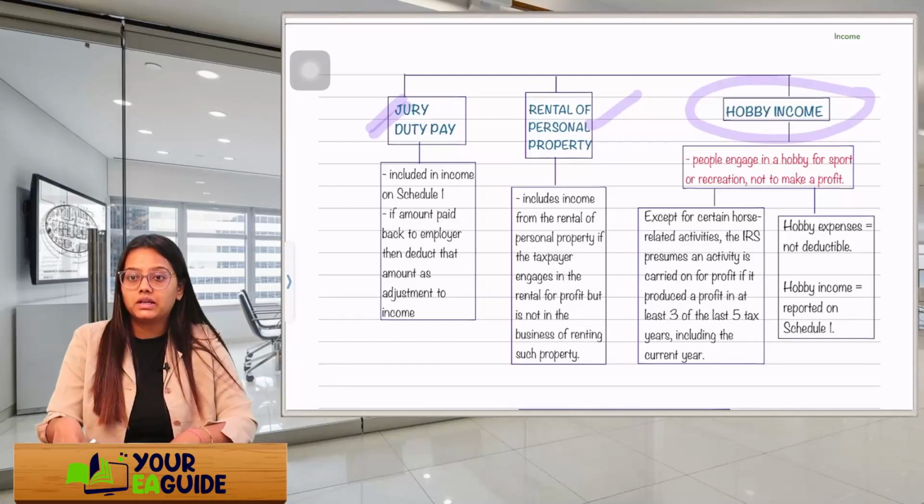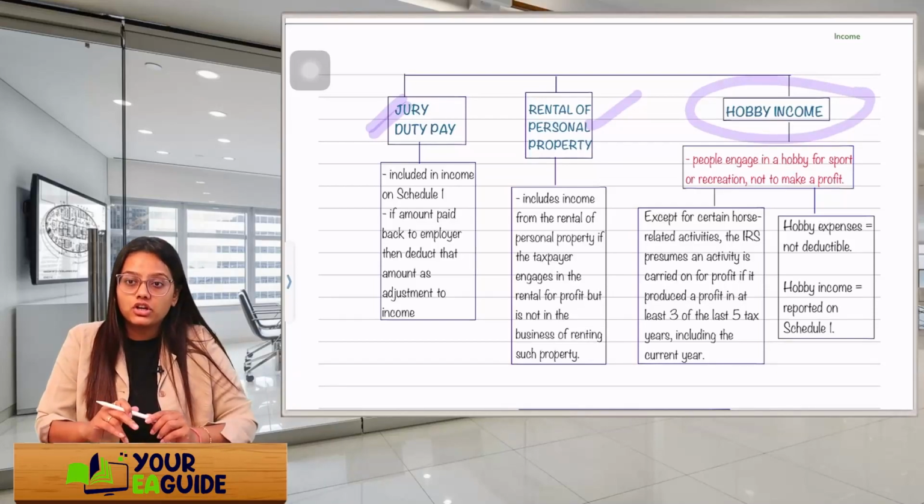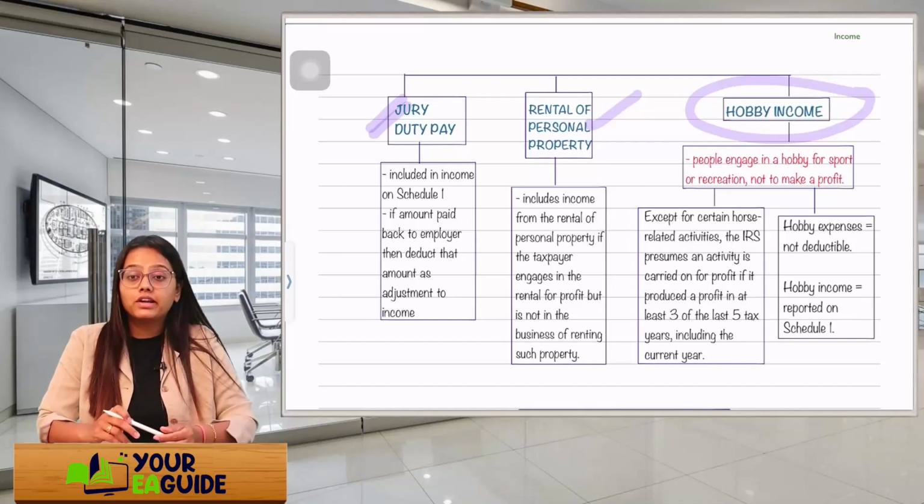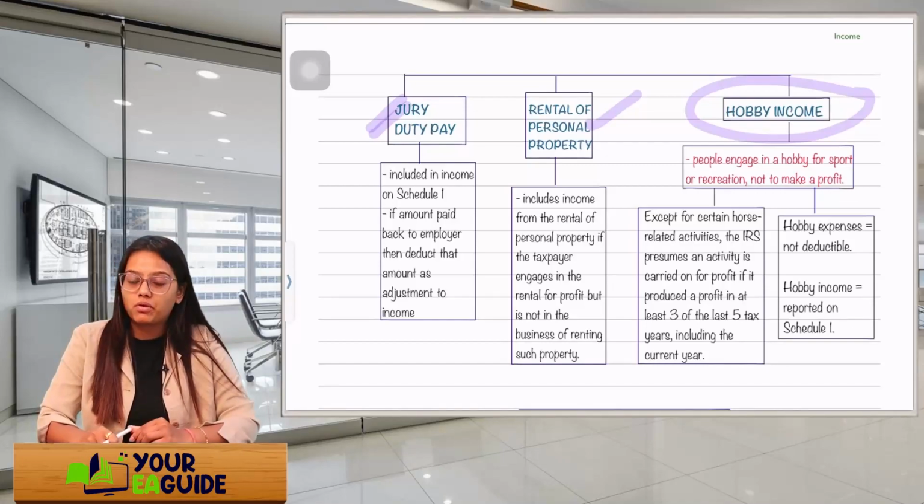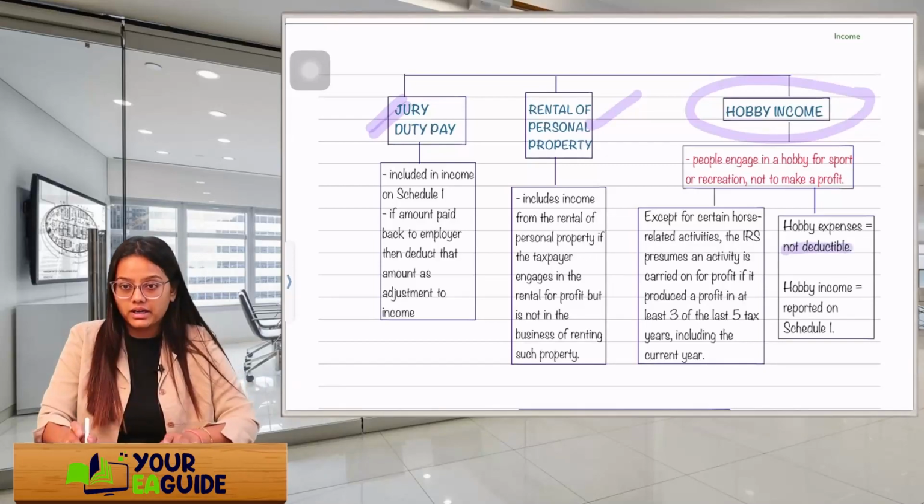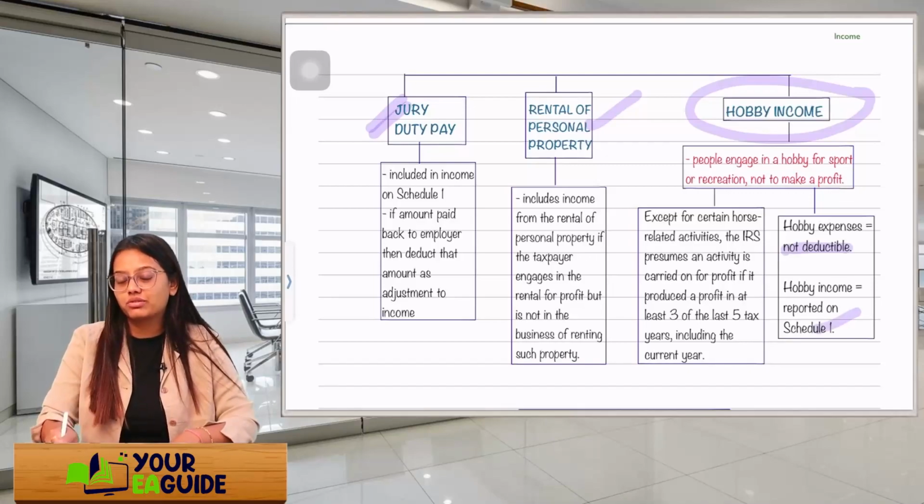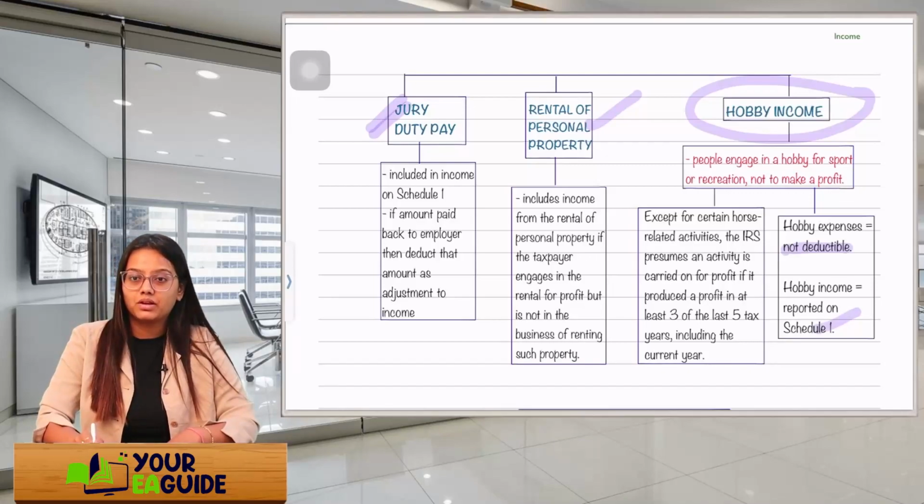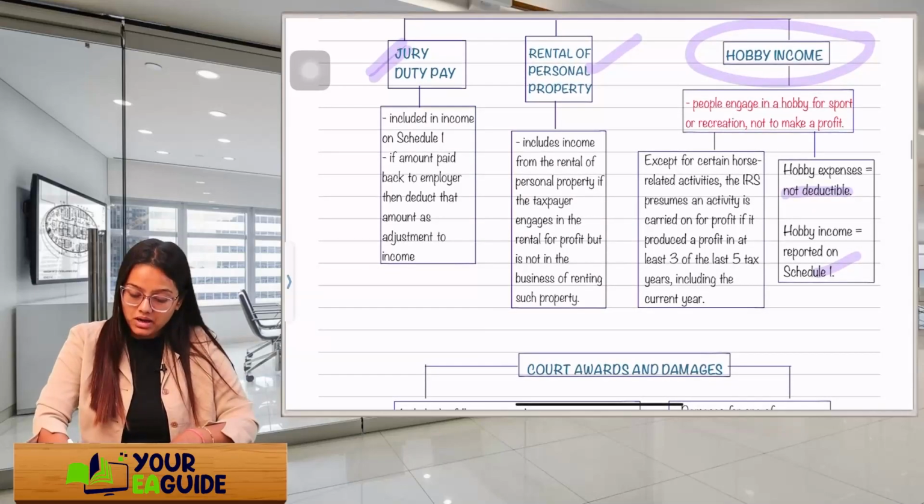Next is hobby income. If people engage in a hobby for sports or recreation, not to make a profit, their main intention is not to make a profit, they are just engaging in the hobby or some sport. So hobby expenses are non-deductible, but yes, income, if you earn from that sport, will be taxable. Okay, except for certain horse related activities.